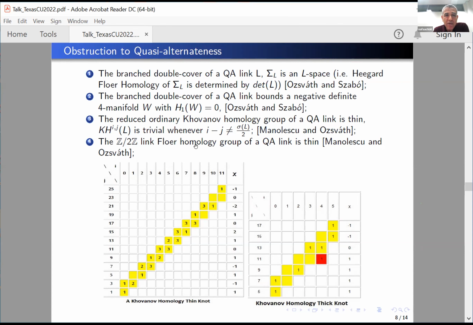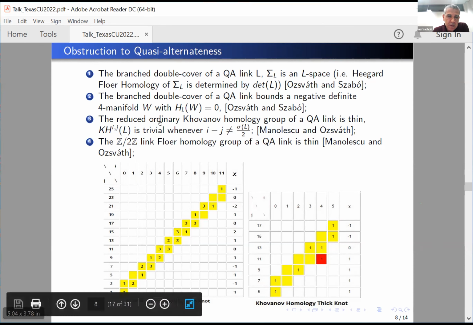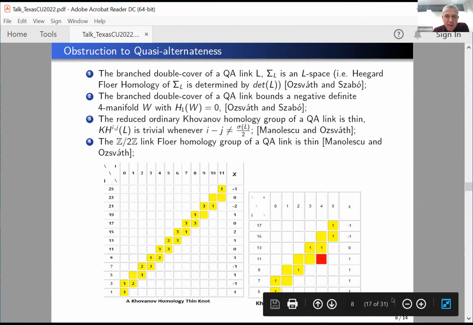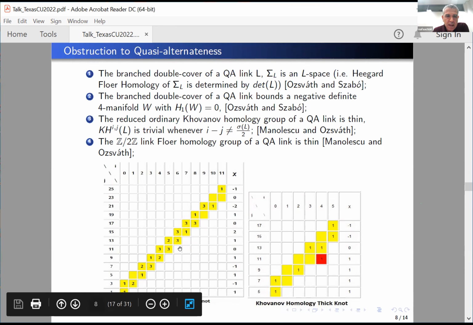The same thing happens for link Floer homology. So these knots are thin in both reduced Khovanov and link Floer homology with mod 2 coefficients. So what does it mean here? This represents a Khovanov homology which is thin.